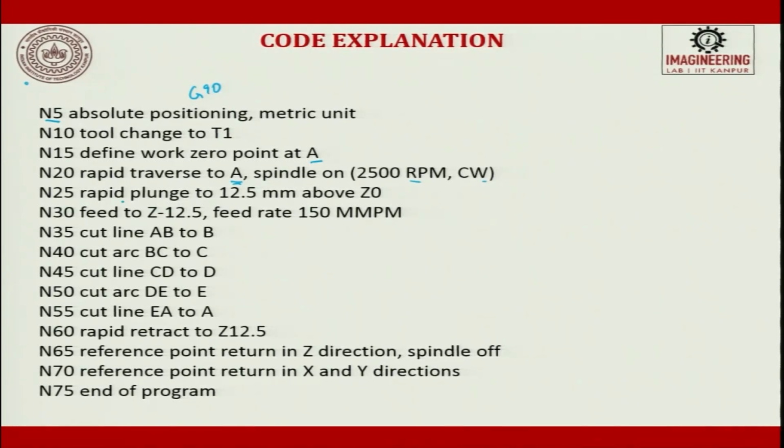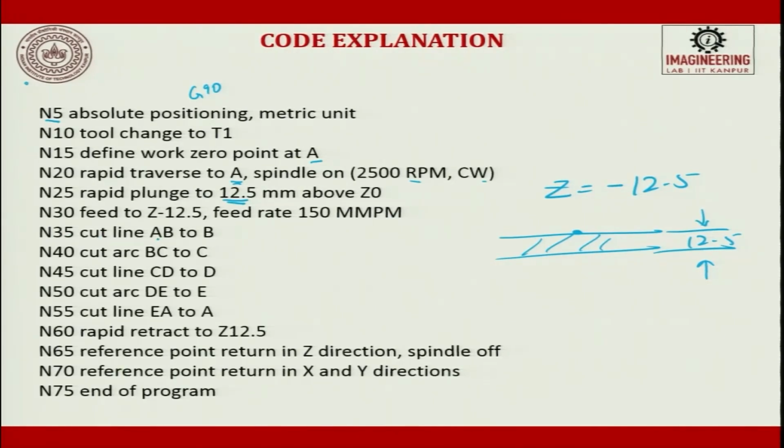Then at Z you have to plunge 12.5. So, Z will be throughout the program minus 12.5, because this is 0 of your workpiece and this is 12.5. If you want to play safe, you can go even 16. So, a rapid plunge to 12.5 millimeter above 0. So, now the feed rate to Z minus 12.5, feed rate up to 150 millimeters per minute.